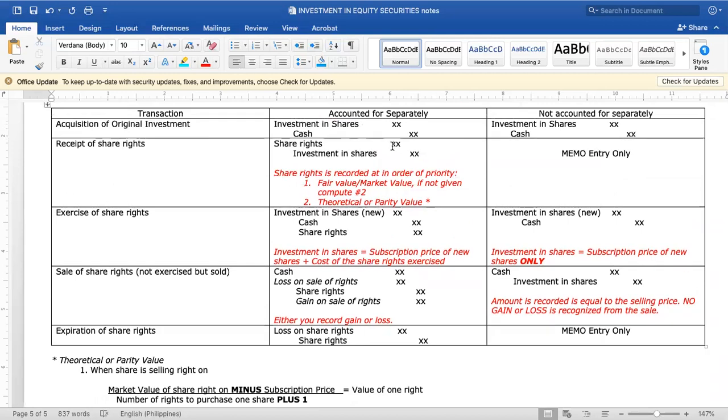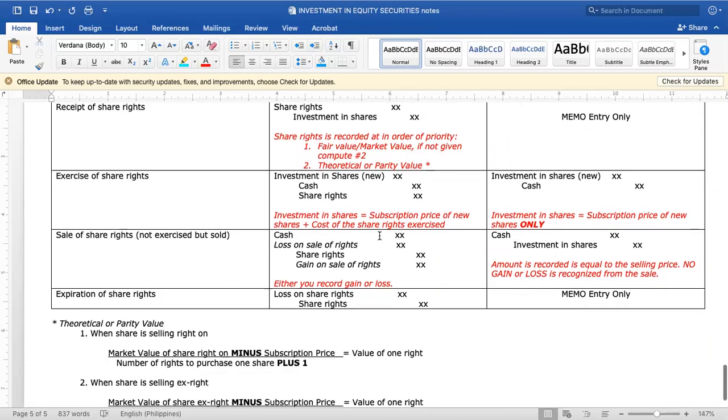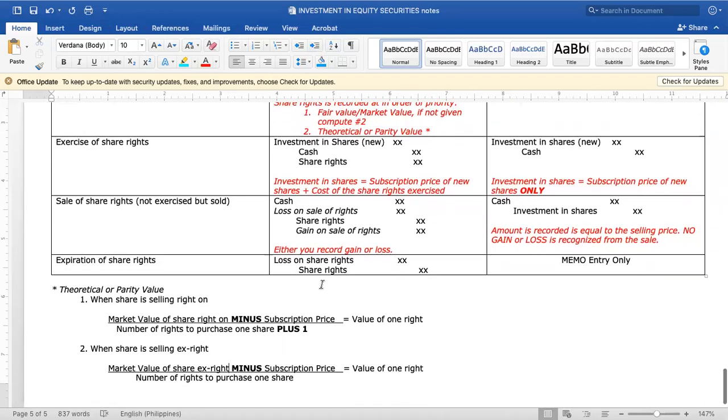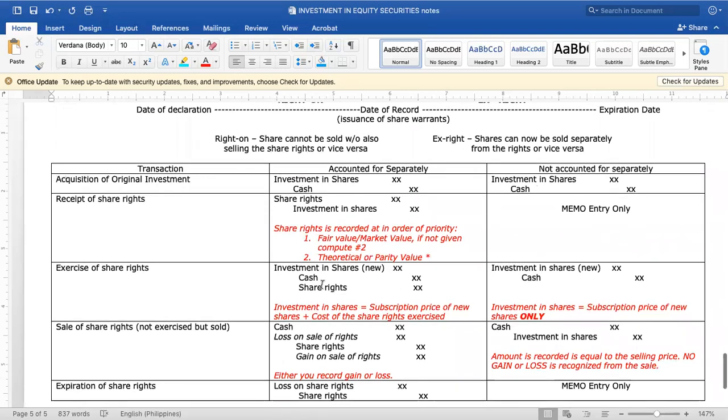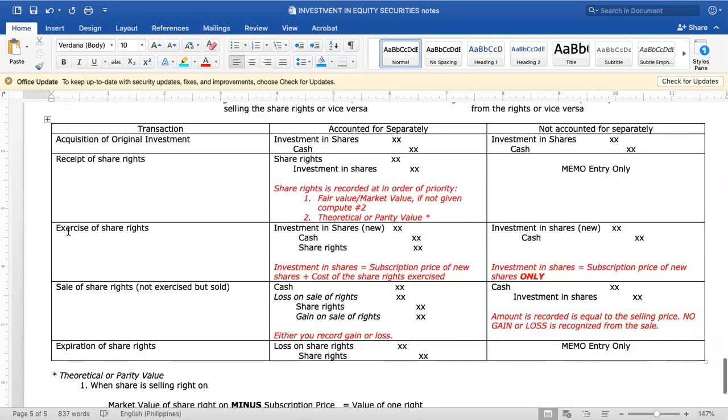If it is not given the fair value or market value, you need to compute the theoretical or parity value, and it depends if it is rights-on or ex-rights. Okay. Third transaction is exercise of share right. What is the exercise of share right? So now you use your rights to purchase another shares, to purchase new shares, right? So you actually took advantage of it, right?